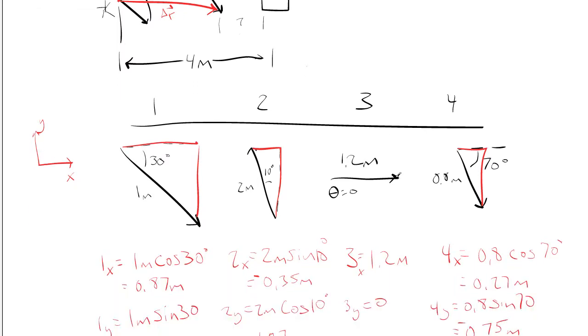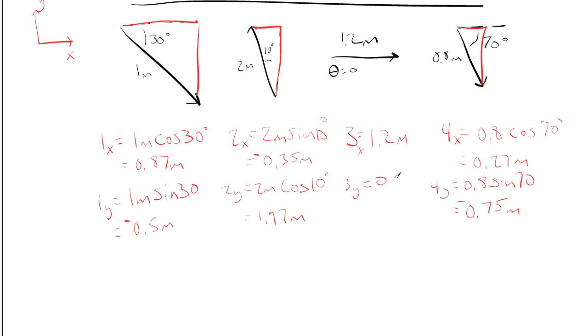The way that I get that is I just need to add together my vector components, just like the numbers that they are. I'm going to do that in both the x and the y direction. Right? So if I just do the x first, what I have is 0.87 meters minus 0.35 meters plus 1.2 meters plus 0.27 meters. Okay?